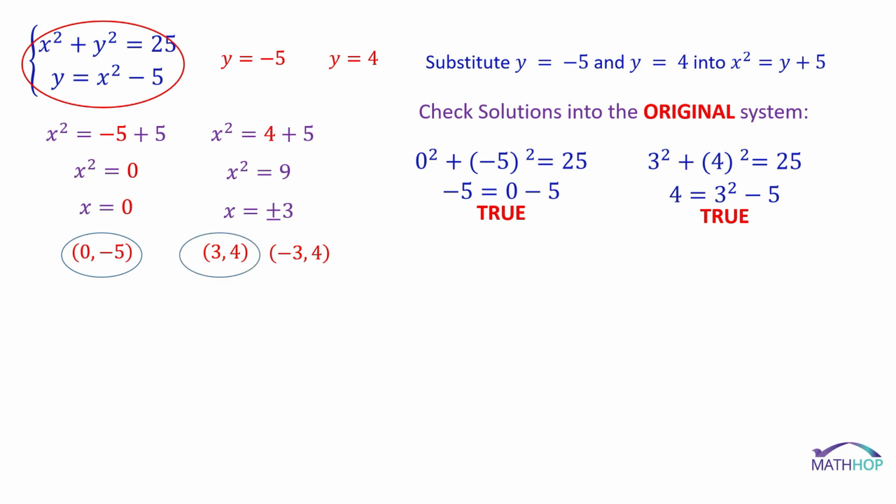Now let's check the last one, negative 3, 4. Negative 3 squared, that's positive 9. 4 squared, that's positive 16. Add them together, you get 25. 4 does equal negative 3 squared, which is 9 minus 5. So that's also true. We have three solutions. All of them have worked. All of them check. Perfect. And that's it. That's nonlinear systems.